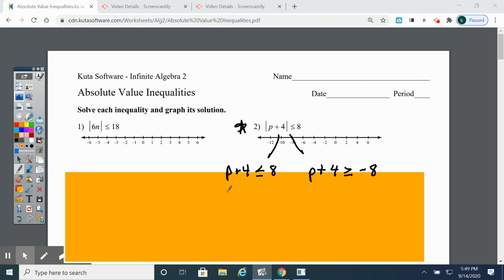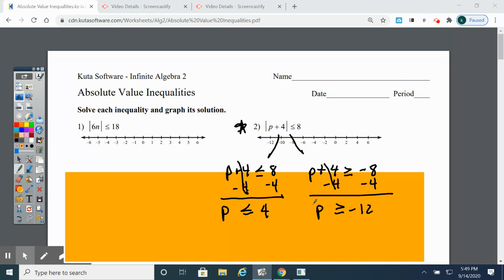Now our goal is to get p by itself. We're going to do the opposite of everything we see. I see plus 4, so we'll do minus 4 and minus 4. Turns out in both scenarios you're doing the same steps, just with a different outcome. So if I took away 4 here, they would cancel, leaving me just p less than or equal to 8 minus 4 is 4. So p less than or equal to 4. Now if we come over here, the 4's still cancel. There's p greater than or equal to negative 8 and negative 4 actually makes negative 12. So that's what I mean, you have different outcomes.